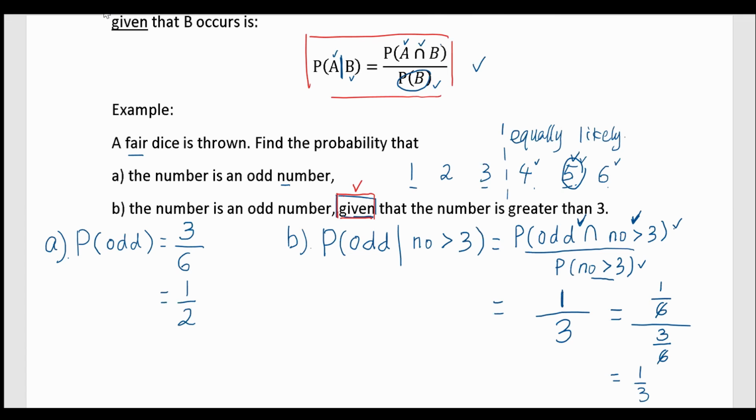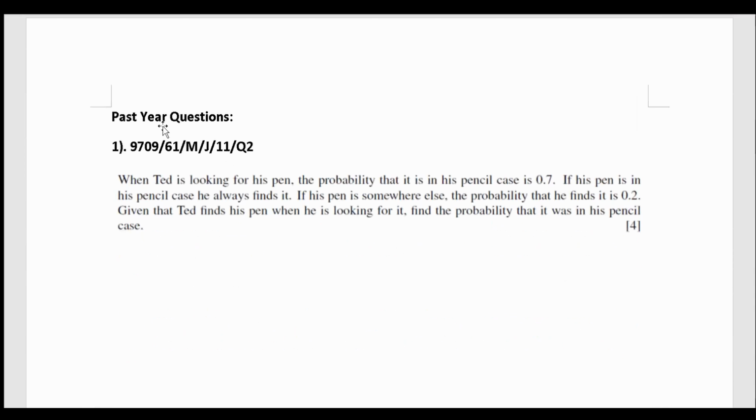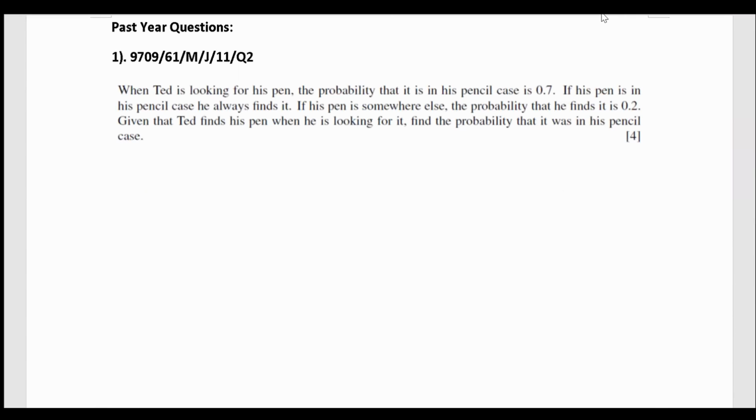Okay, now we're going to go through a few practice questions that we need to answer using this conditional probability formula. Okay, this is the question from May/June 2011, Theorem 6.1, question 2.